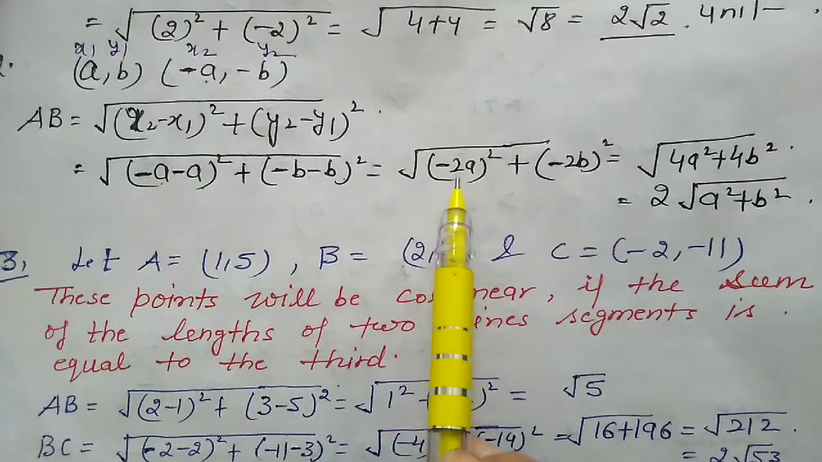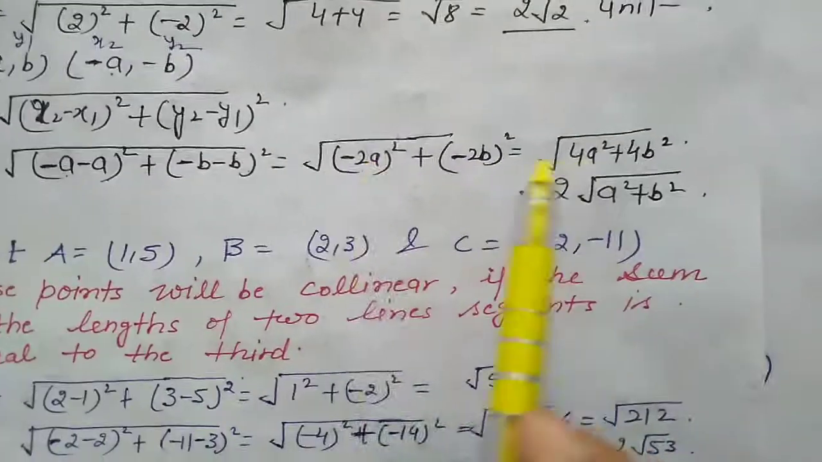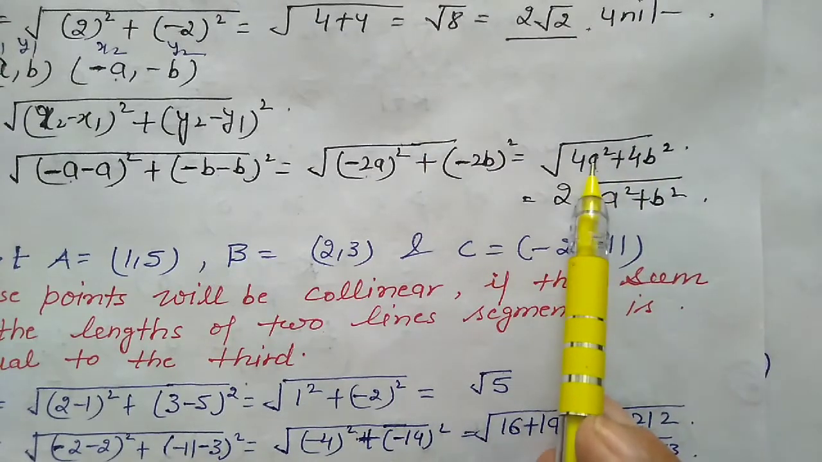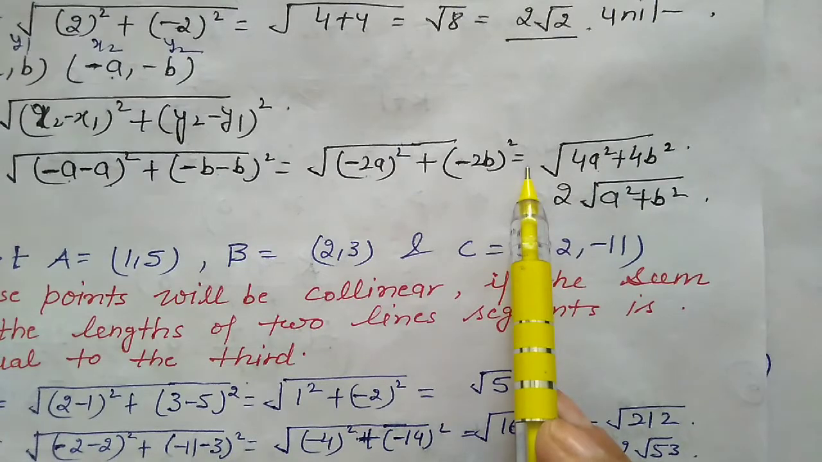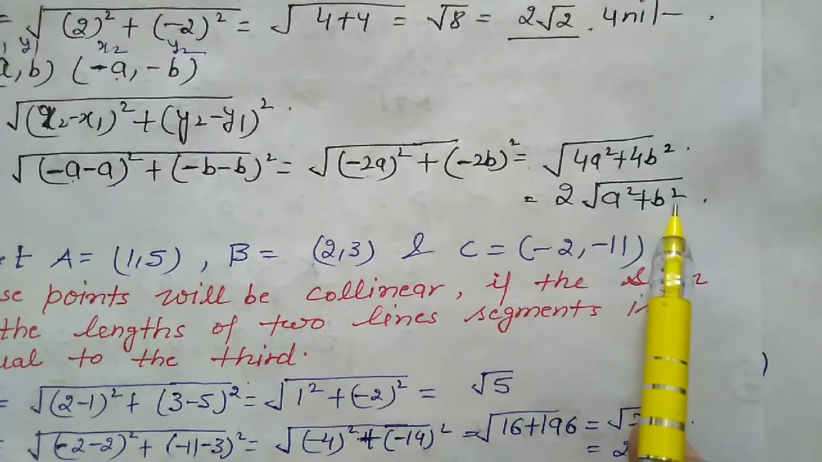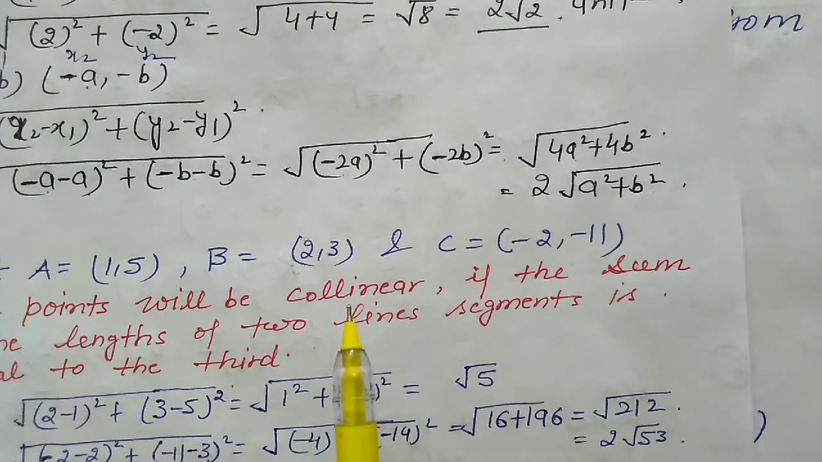It becomes minus 2A whole square plus minus 2B whole square. 2 square becomes 4A square plus 4B square. 4 can come out common, and if 4 comes out of the square root it becomes 2. So 2 under root A square plus B square. Like this we can find the distance with the help of the distance formula.